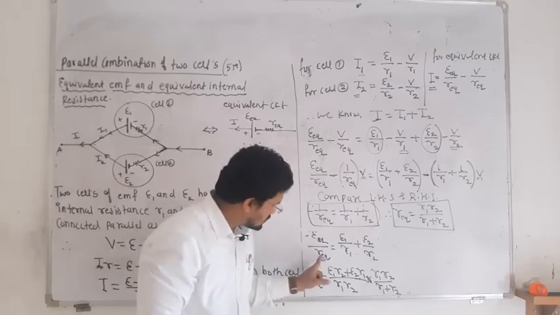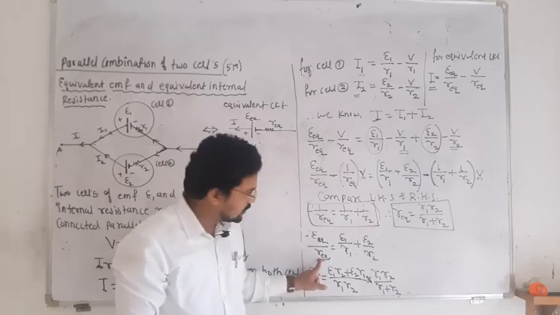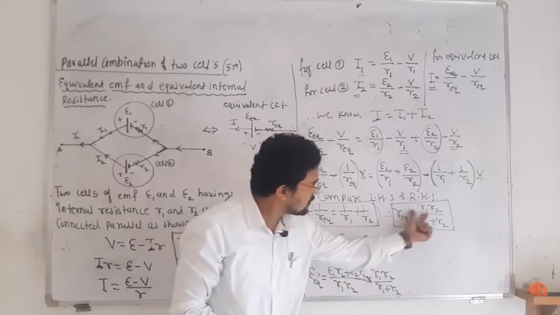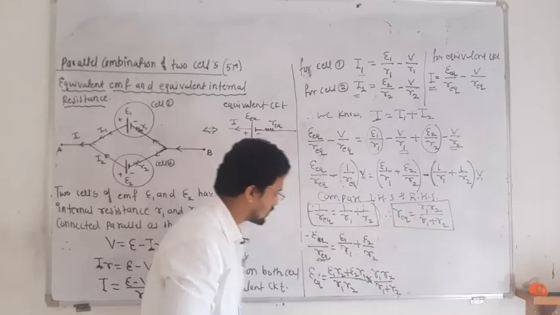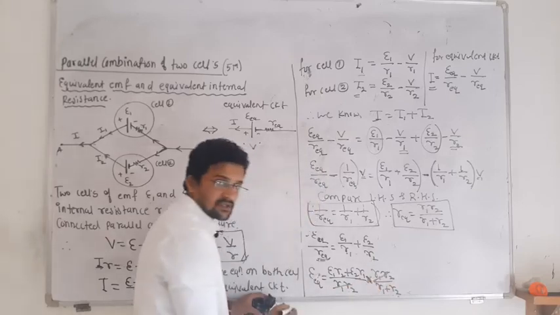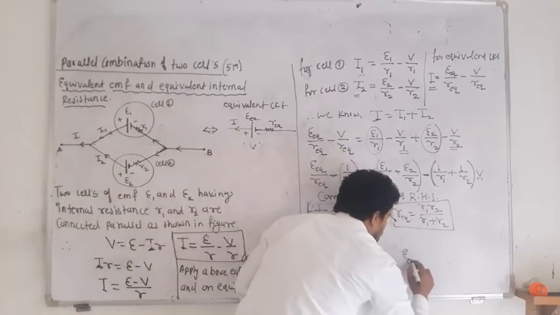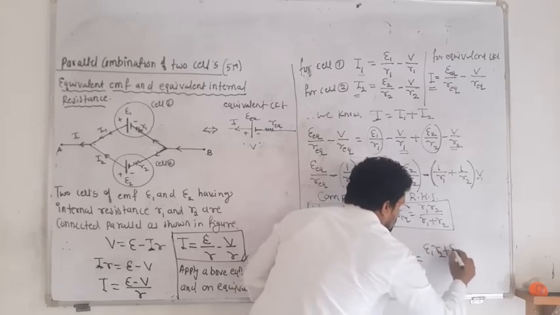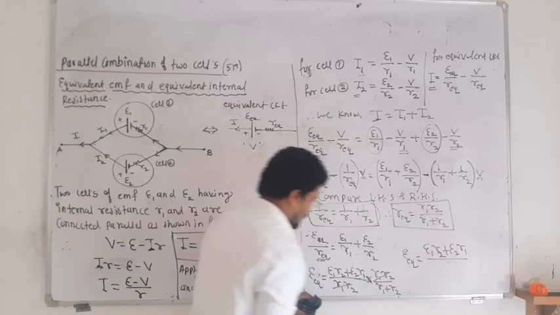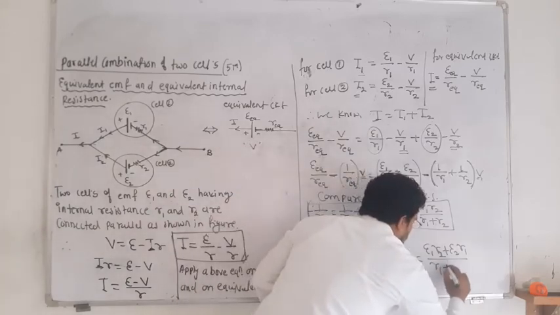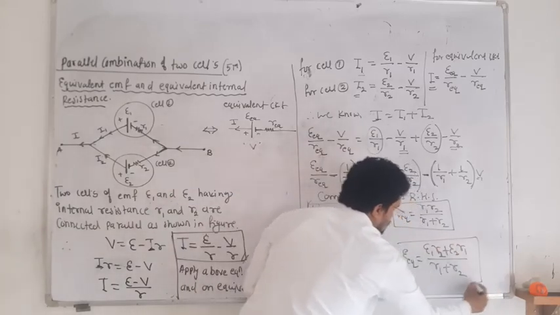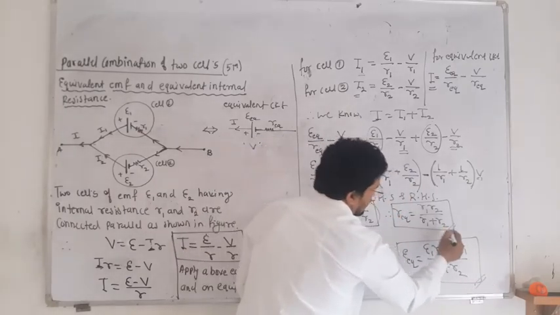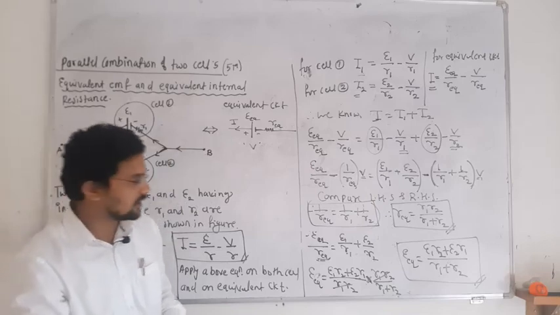I have shifted this R_equivalent to this side. Correct. So that's why rather than keeping R_equivalent, I will place the value R1 R2 divided by R1 plus R2. Okay, so here R1 R2 cancel out. Therefore finally E_equivalent is equal to (E1 R2 plus E2 R1) divided by R1 plus R2. Okay, so this is the final expression for E_equivalent, and this is the final expression for R_equivalent.